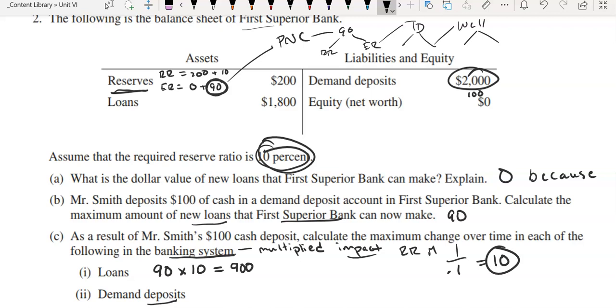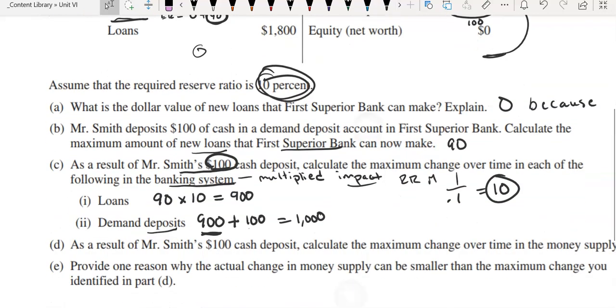Now, what happens to demand deposits? Well, for every dollar that gets lent out, it's a loan over here, but it becomes a demand deposit over here, right? If you get a loan for $5,000, what do you do with it? You put it into the bank. Boop, it goes over here. So we have that 900 plus Mr. Smith's original $100 deposit gives us $1,000. All right? So that's a change in the banking system, but this $100 isn't new money. That's old money that's already existed, but it creates 900.